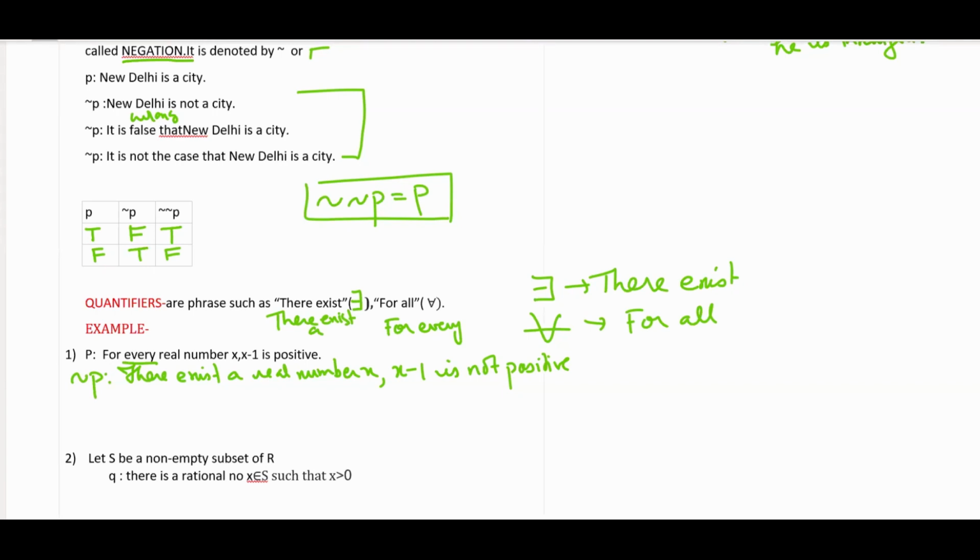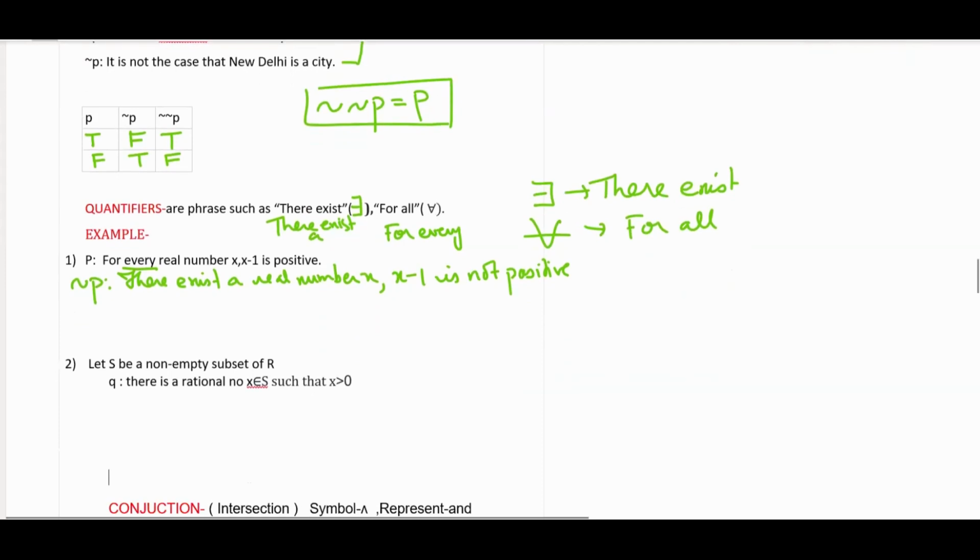Now the second example is written here. Let S be a non-empty subset of R. This is not the statement. The statement begins from here: there is a rational number x belongs to S such that x greater than 0. And you have to negate it.